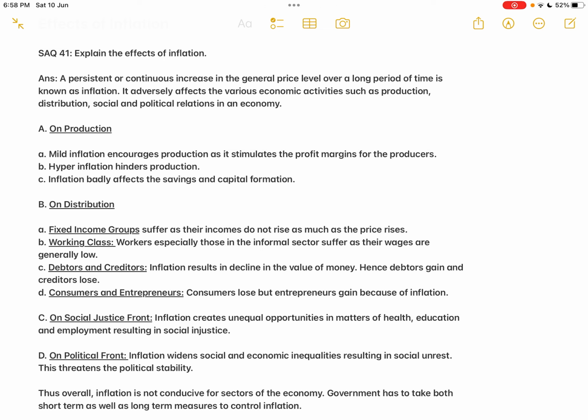Second one, working class. Workers, especially those in the informal sector, suffer as their wages are generally low. The worker in the unorganized sector is not having the benefits which the organized sectors are having. So organized sector people are having something called the DA allowances.